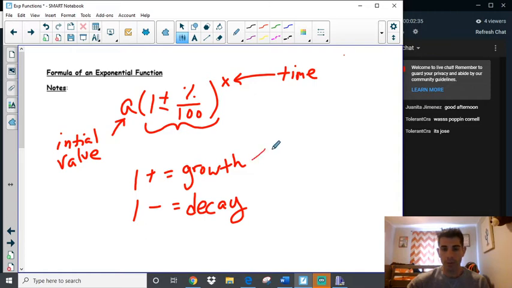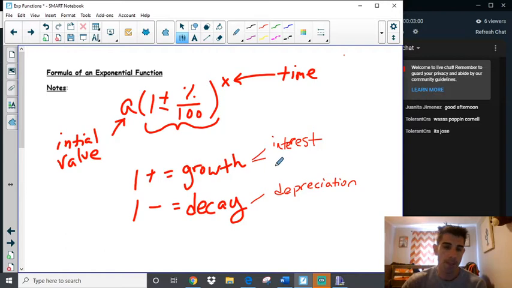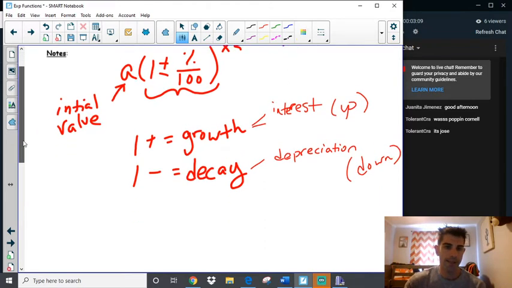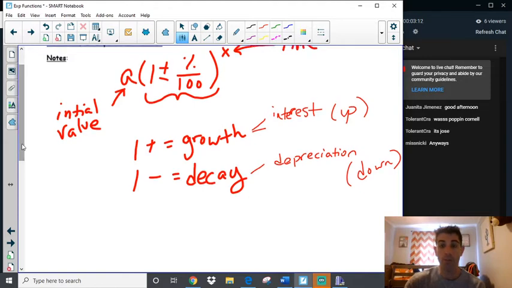So for growth, sometimes they like interest. Interest is something that would grow. For decay, they like to use depreciation, or sometimes depreciate. Interest is usually a popular one for growth. Depreciation, they like to use depreciate or depreciation to go down. So one is going up, and the other is going down. Inside there, that's going to represent your percent.